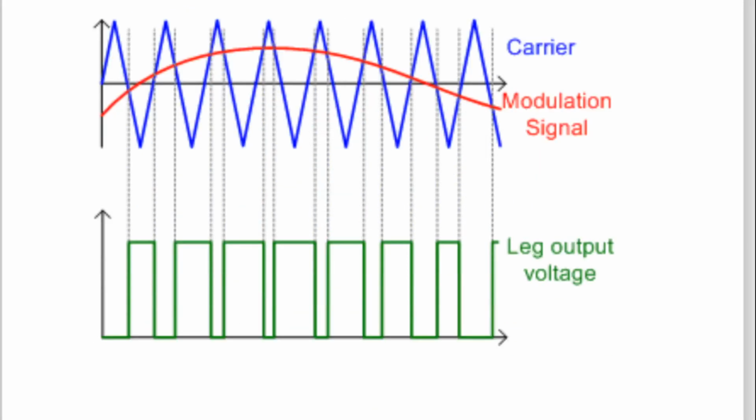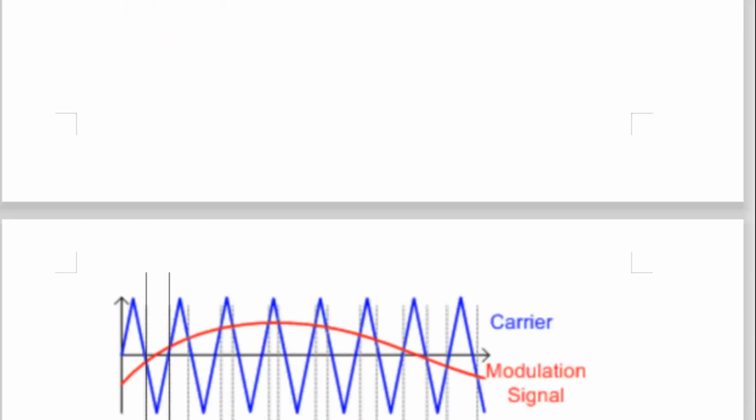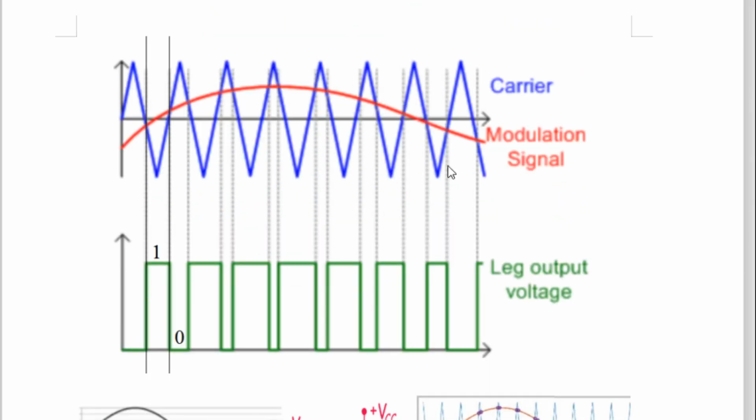Now try to understand. Let us talk about this portion only. I have drawn two vertical lines, can you see? This vertical black line intersects this point, and the second vertical line is here. From this point to this point, you see the triangular wave is below the sine wave. The red one is the sine wave. So the triangular wave is below the sine wave.